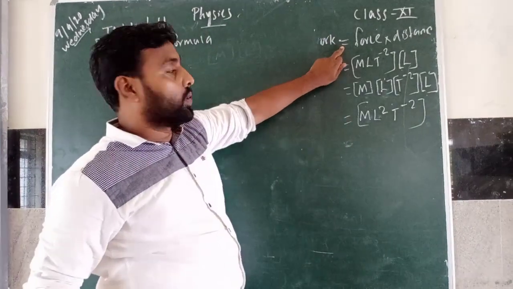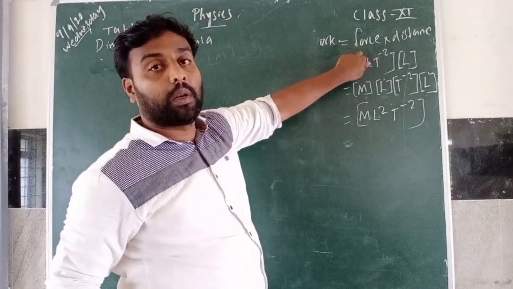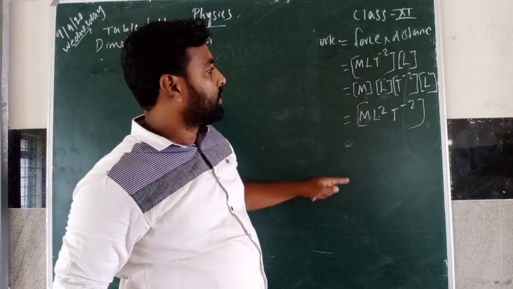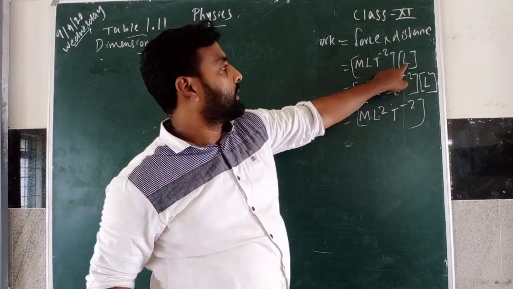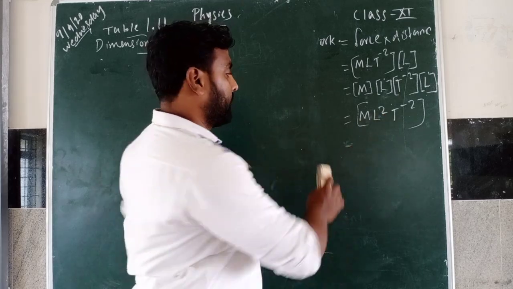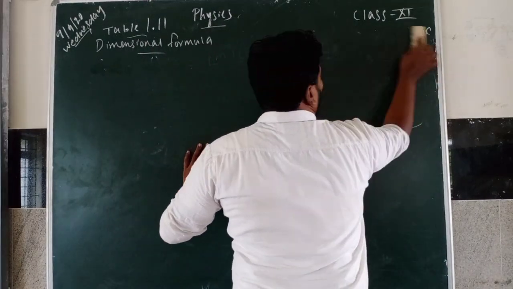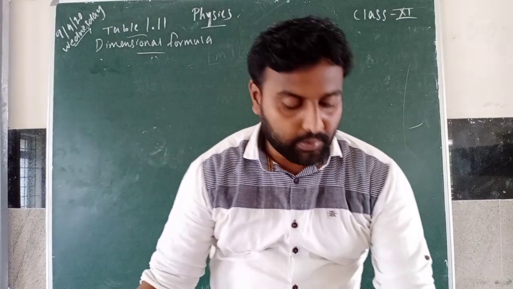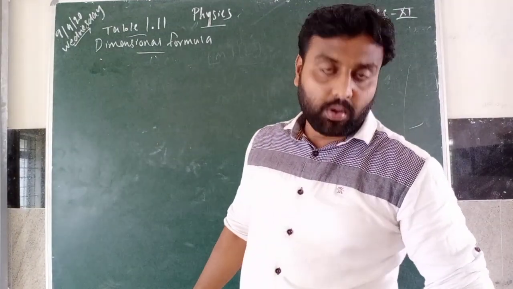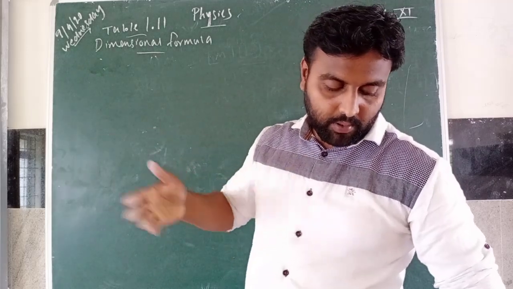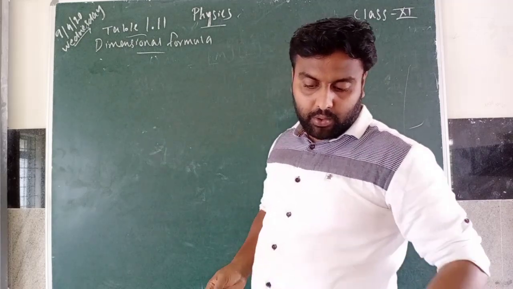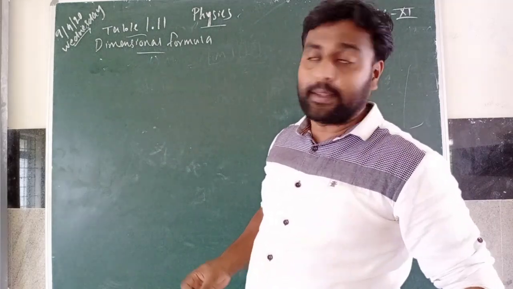So again listen, work is force into distance. You know the formula for force. What is the formula? M L T power minus 2. So multiply this L into L. Then distance L into L is what? L square. Then in textbook, next one is power, energy. All what are? You can find out the same way which I have taught here. Now I will show you next one. Pressure.